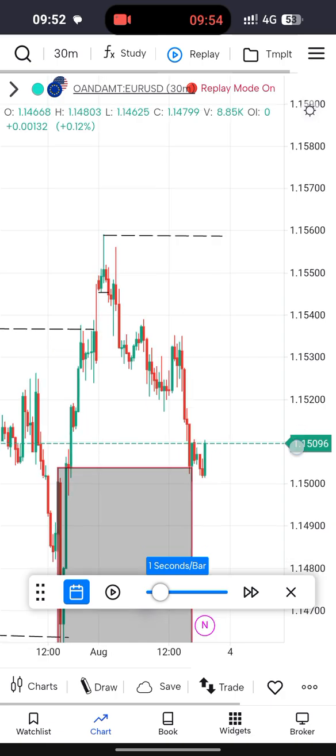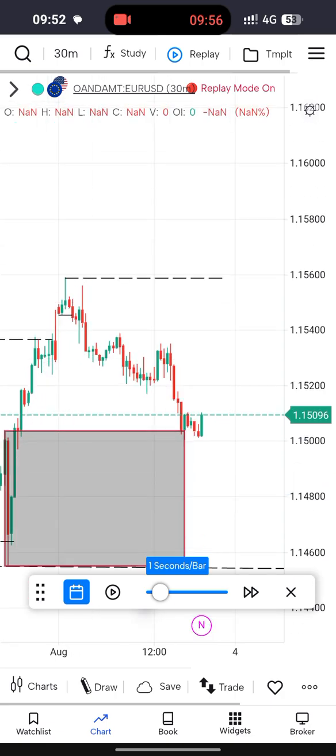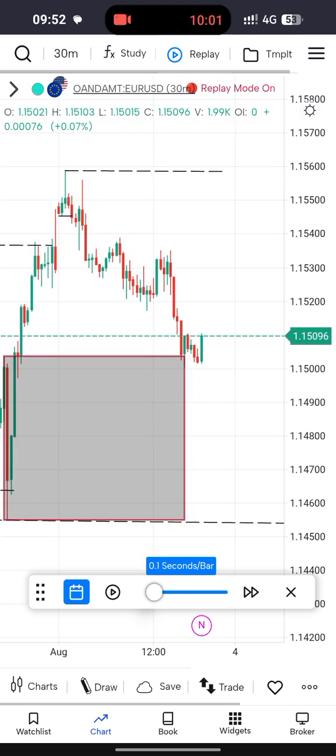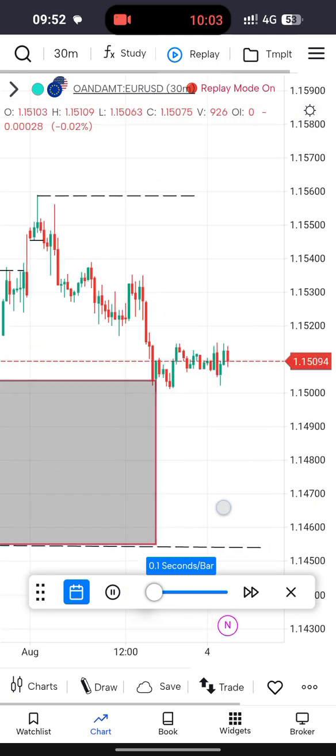That means that's the break of structure. And now price. Now I will not, like I said, I'm not talking about entry models today. Just another topic.